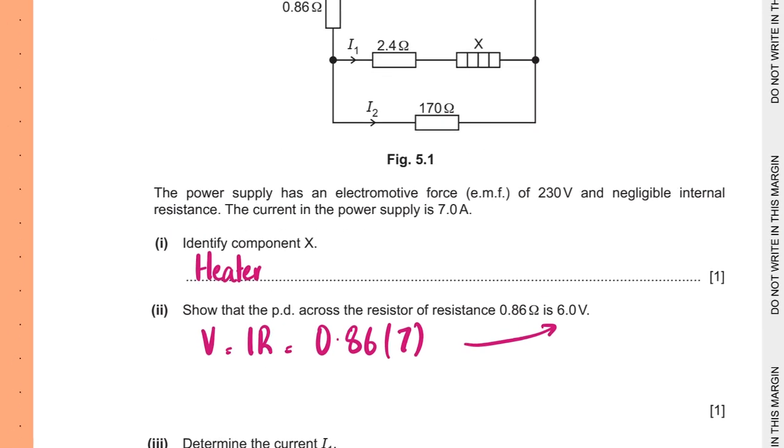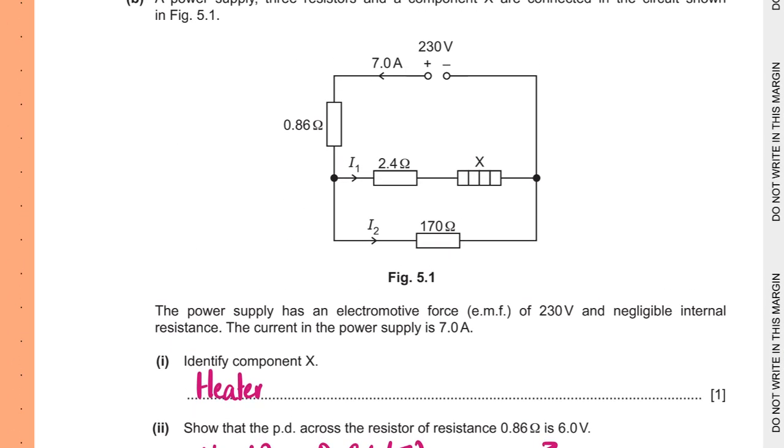Now for the current I1, let's see. I know that the potential difference across this resistor is 6 volts. And now I can also imagine that this is basically in series. So if there's 6 volts here, then 230 minus 6, 224 volts, appears across here.